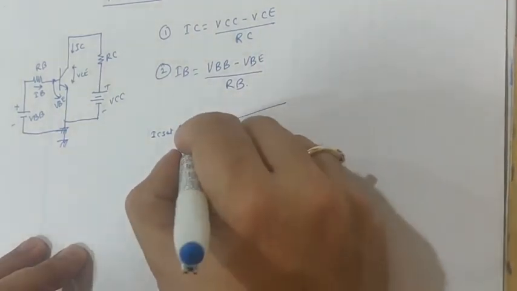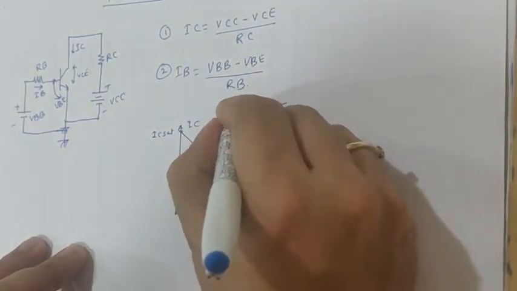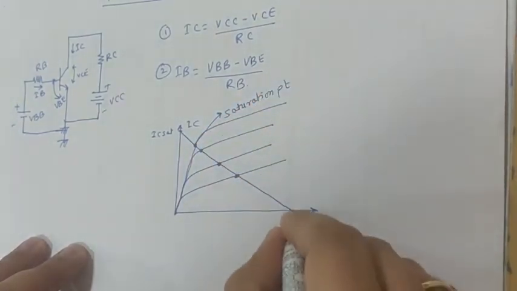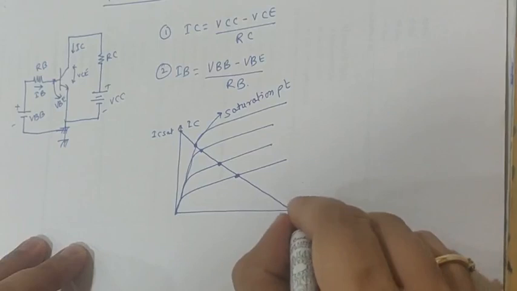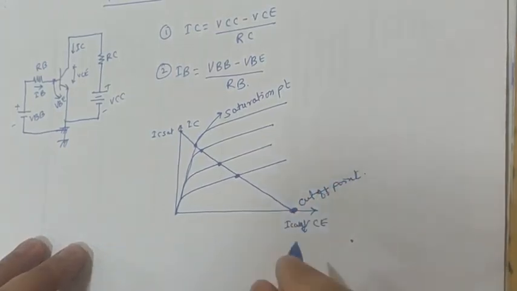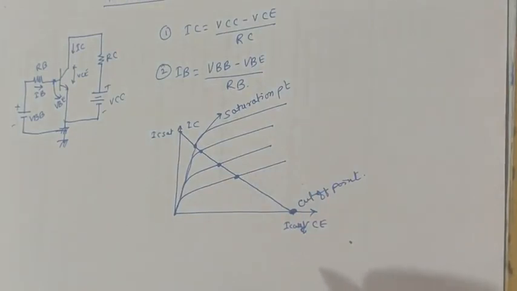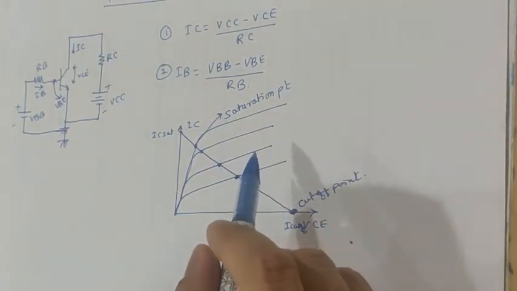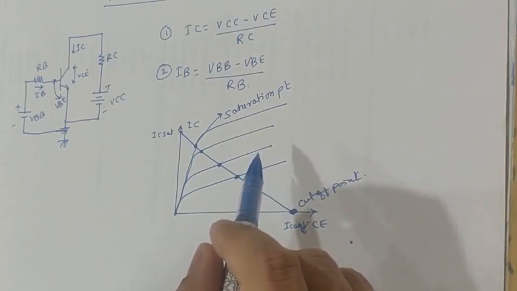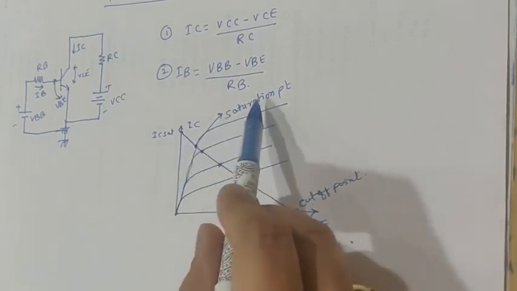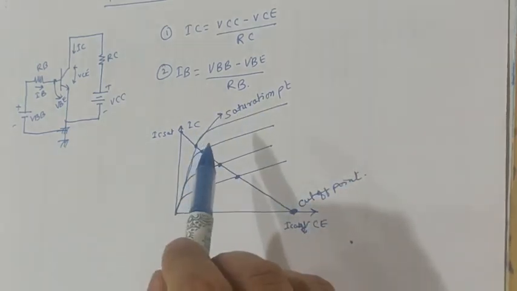Now this point is called as saturation point. The first point of intersection is called as saturation point, and the last point of intersection is called as cutoff point. This is called as cutoff point. Now remember, the intersection of load line with IB equal to 0 is the cutoff point, and the intersection at that point where IC is maximum, that is this point, is called as saturation point.